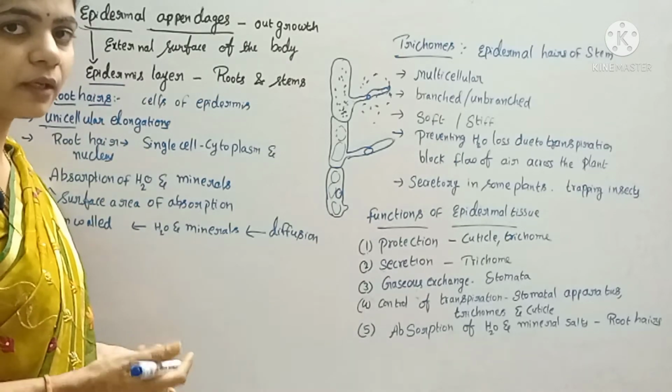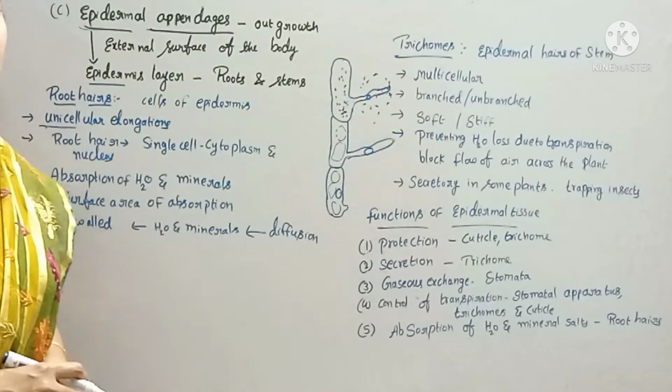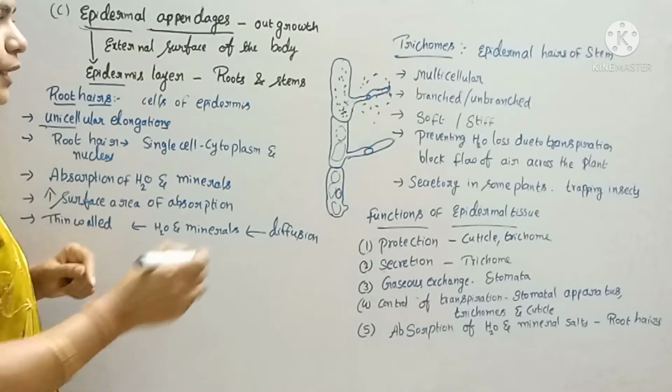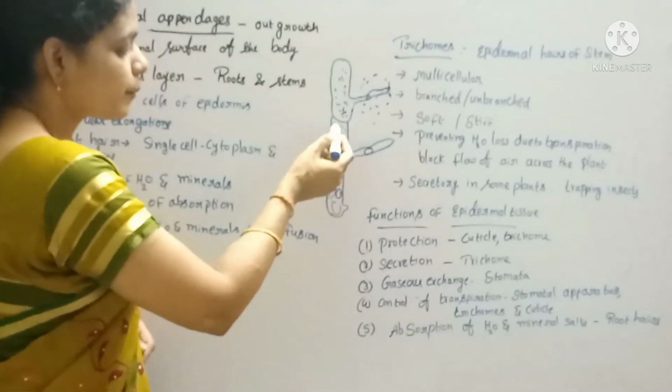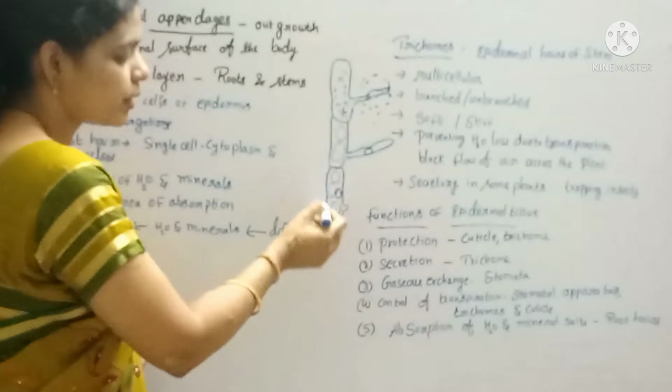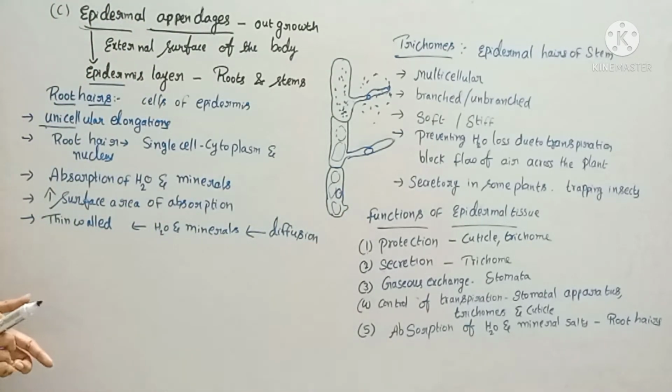From where are they developing? From the cells of the epidermis only, the root hairs will develop. And these are unicellular. From each cell, from a single cell only, this root hair will develop. Hence, they are called unicellular.